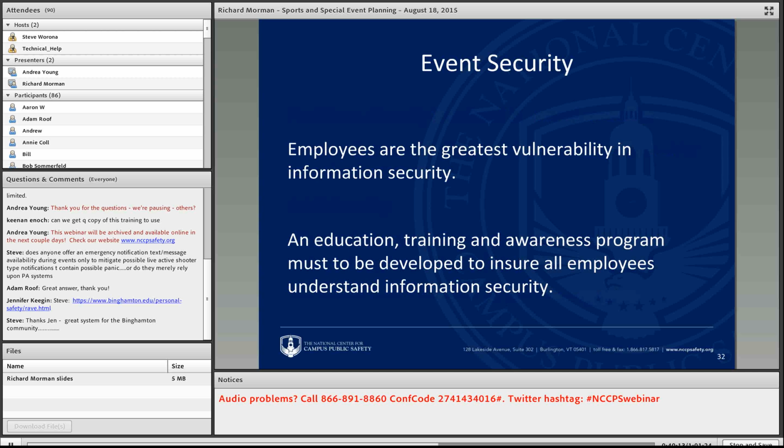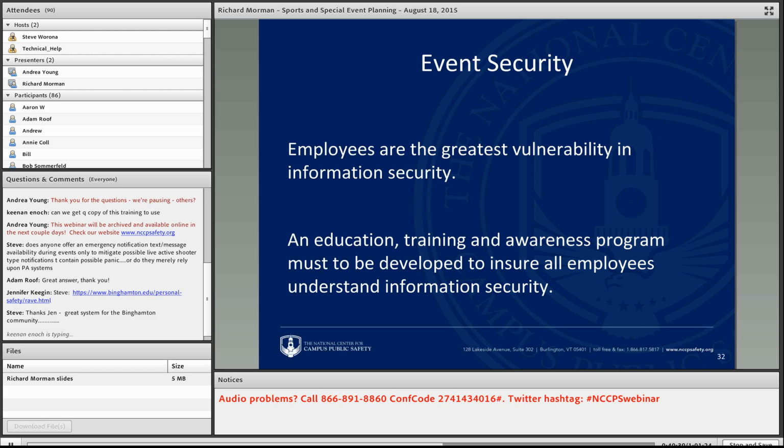So the greatest vulnerability in information security is really your staff. Education, training, and awareness programs must be developed to ensure that all employees really understand what information security is. This program has to cover information security policies and procedures, and if you don't have some, you need to develop some.